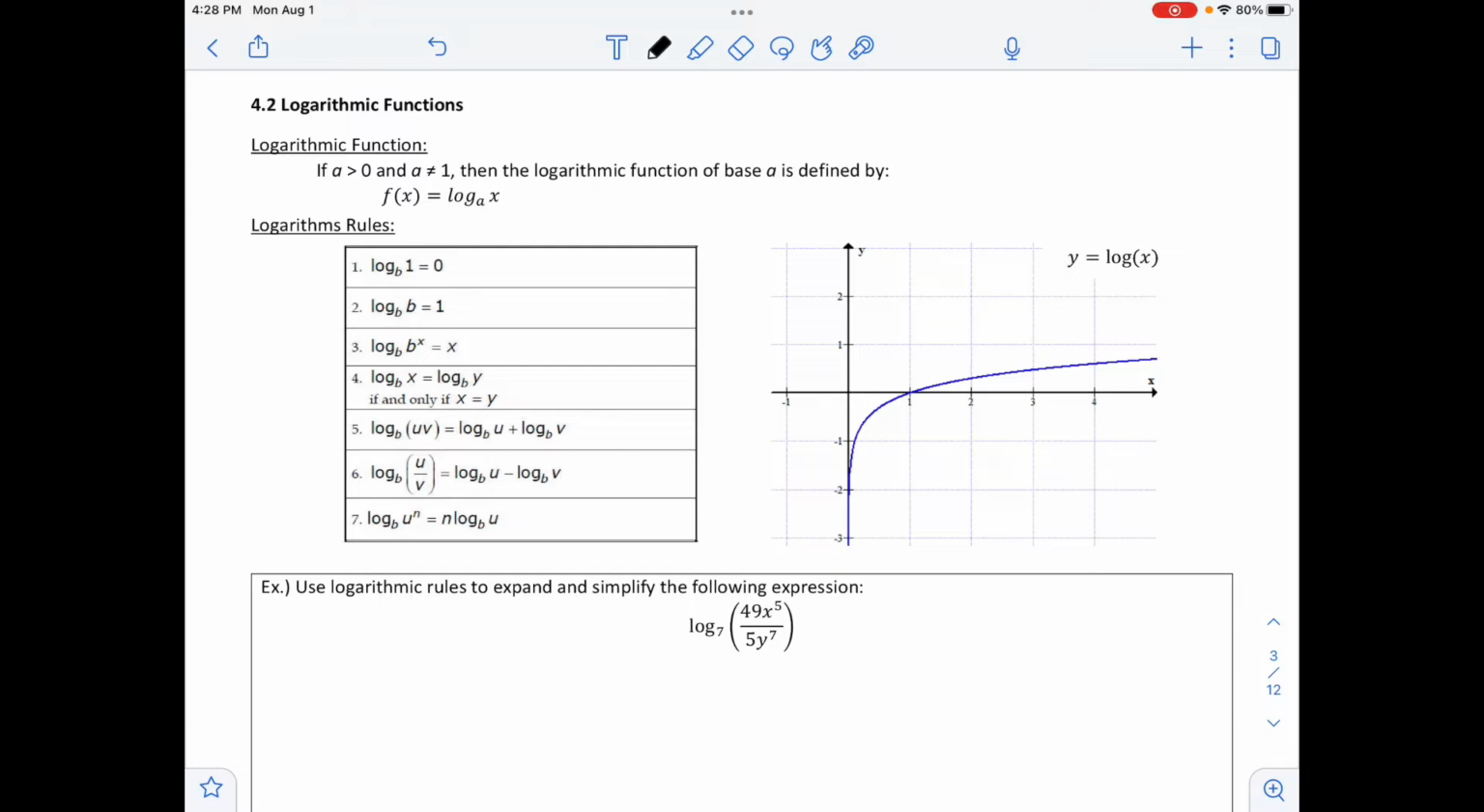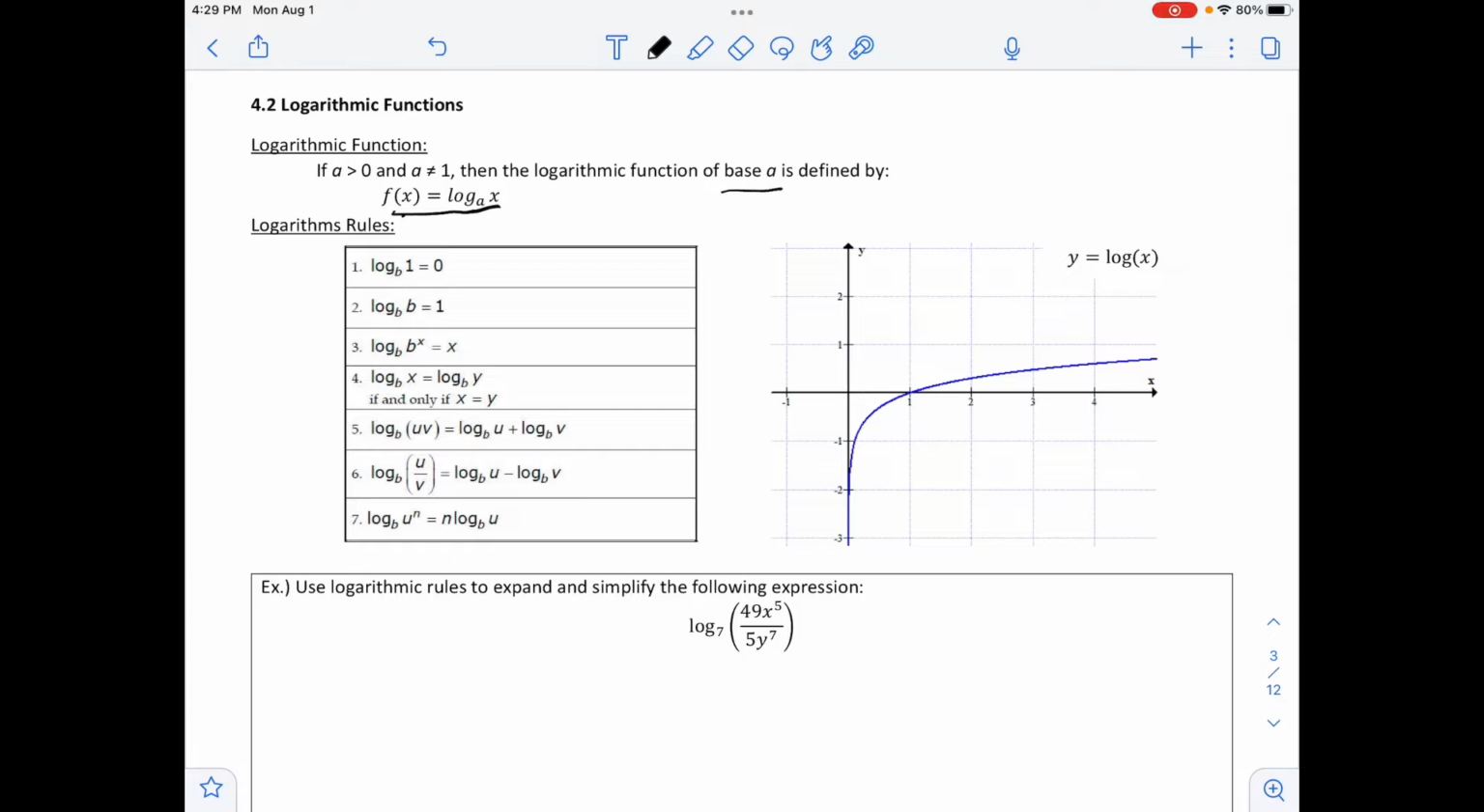And so the first thing that we have is a logarithmic function. If a is greater than 0 and not equal to 1, then the logarithmic function of base a is defined by f of x equals log base a of x.